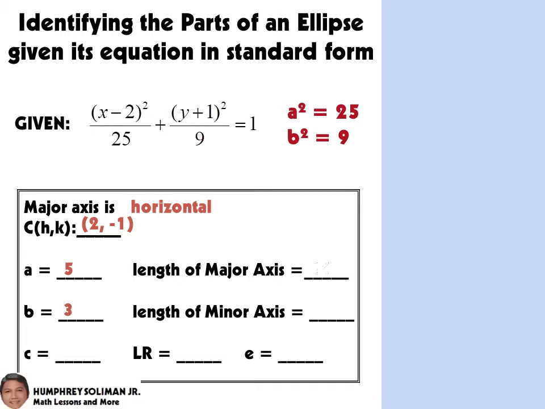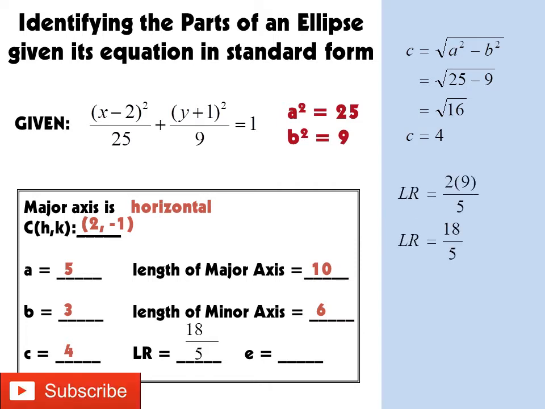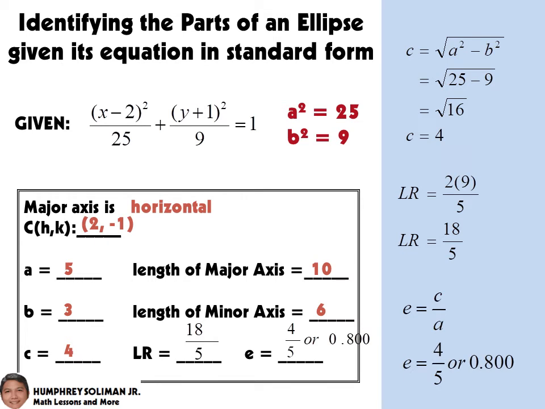This tells us that the length of the major axis is 10, and the length of the minor axis is 6. Using the Pythagorean theorem, the length of c is 4. Now, the length of the LR is 18 over 5. And, the eccentricity is 4 over 5.